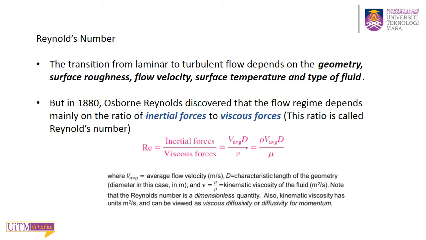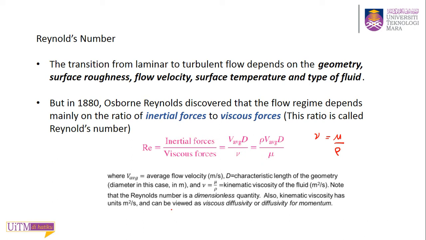So we can write this equation as rho times velocity times the diameter over mu, over the dynamic viscosity, because kinematic viscosity equals mu over rho. So 1 over this, nu in Greek, 1 over the kinematic viscosity, is rho over mu, inverted. So that's why you can change this equation to this equation.